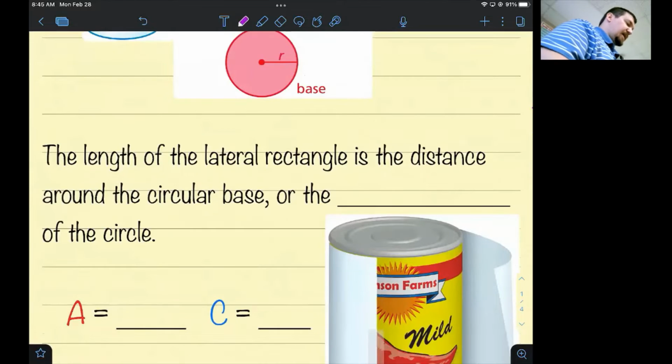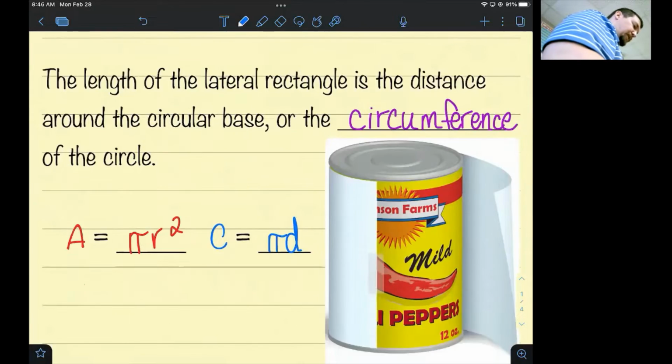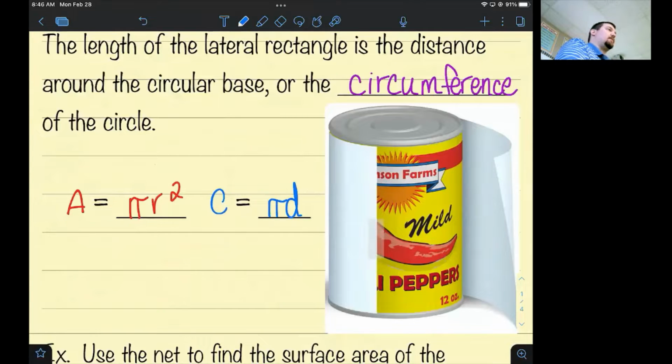Okay. So just as Frank said, the length of that lateral rectangle is the distance around its circle base, which is called circumference. And the two formulas you'll need for this section are A equals pi r squared, which you remember from last chapter, and C equals pi d, which you hopefully also remember from last chapter. No new formulas, just using the ones you already are familiar with. You can see this picture here as an example of why it's a rectangle, because in this case, the soup can or the pepper can is just a piece of label that's actually a rectangle, and they just taped it around. So it's been curved around that circle.